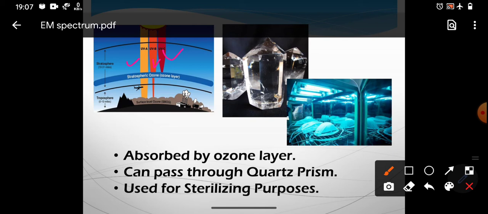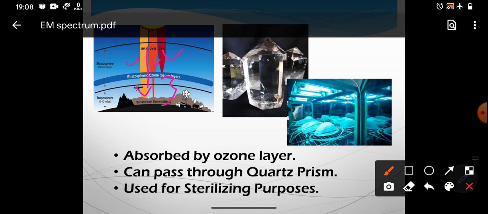UVB is harmful but its maximum part does not reach the surface of earth. The ozone layer decreases it quite a lot. As you can see in this part, the ozone layer is decreasing it. And the UVA, this one, reaches the earth, because this is somewhat helpful for us also for the photosynthesis and production of vitamin D and all, etc.